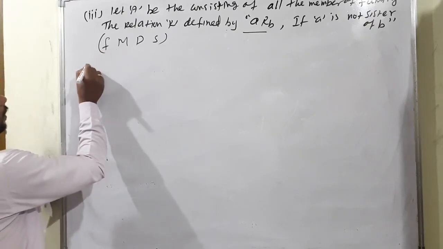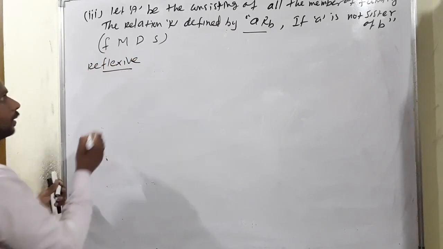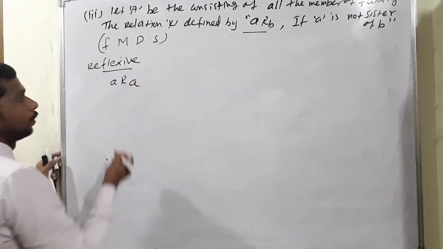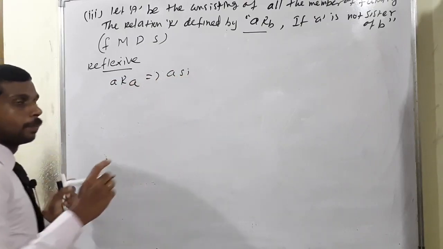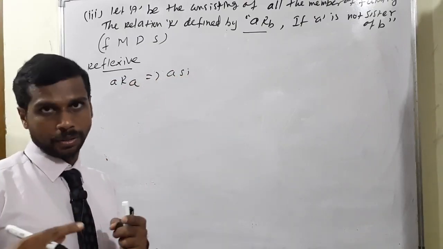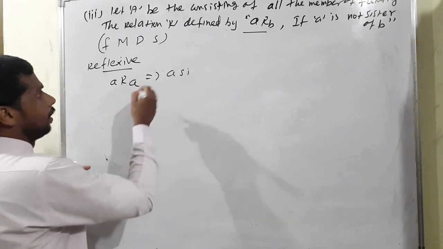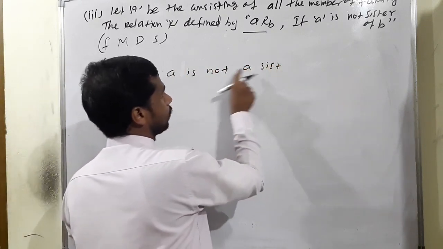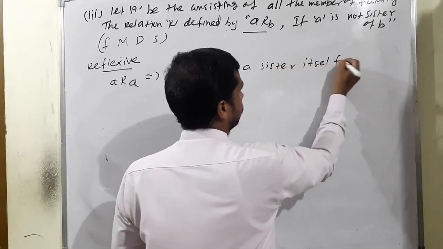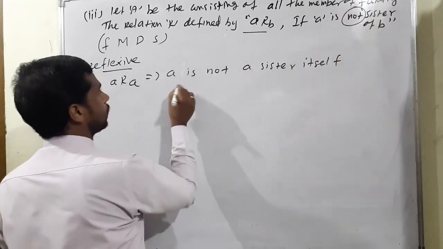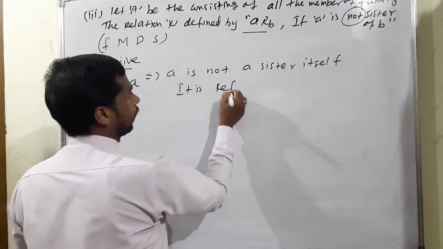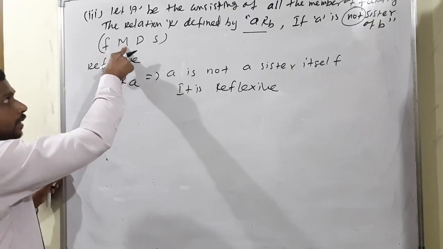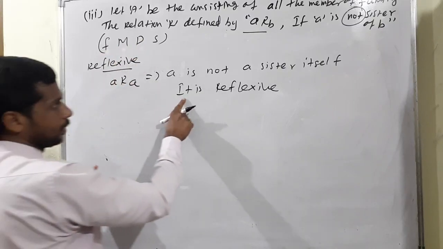I'm moving to condition number one, reflexive. What is the meaning of reflexive? Definitely A related to A, isn't it? Definitely this condition is not possible for one person, no. A is not a sister of itself, isn't it? The condition holds. Therefore, we can say it is reflexive. Father is not a sister of father itself. Mother is also not a sister of herself. Daughter also, it's not possible for herself. That's why I can say it is reflexive.